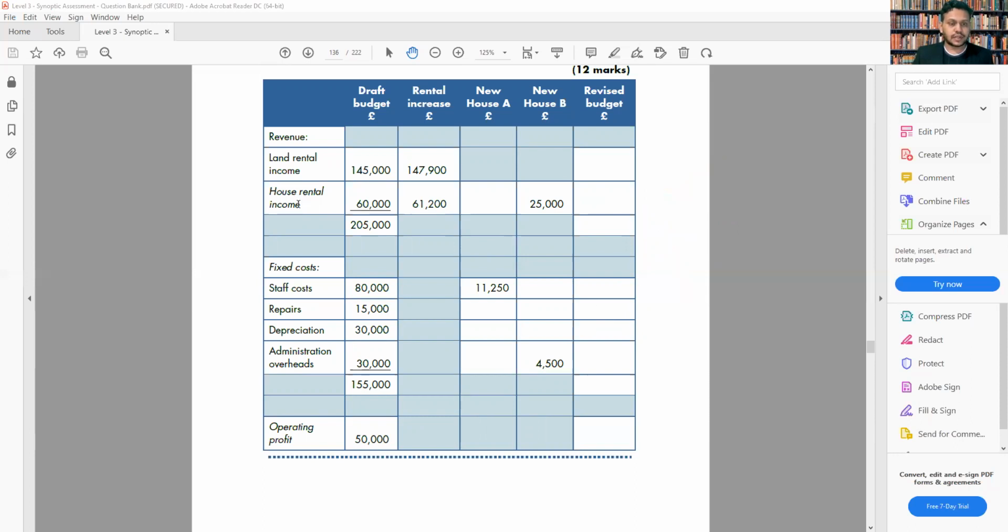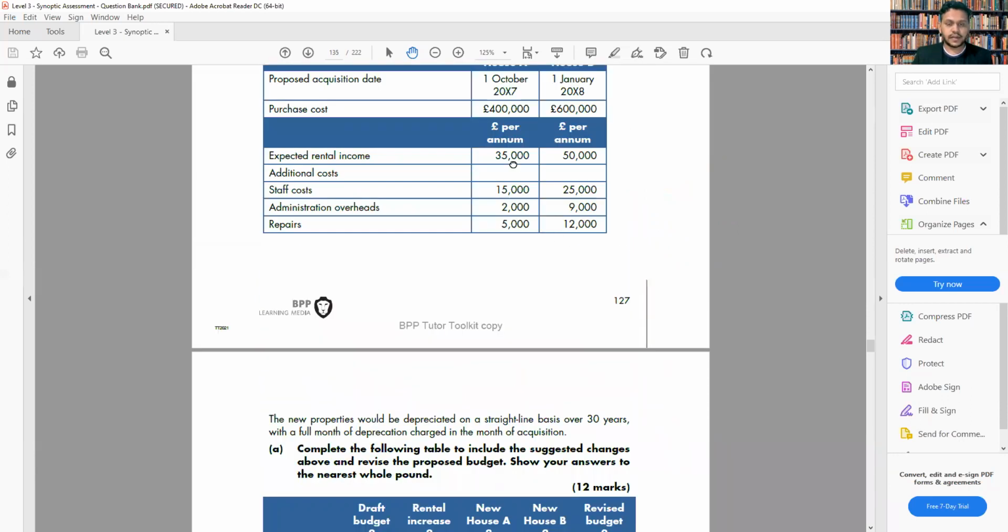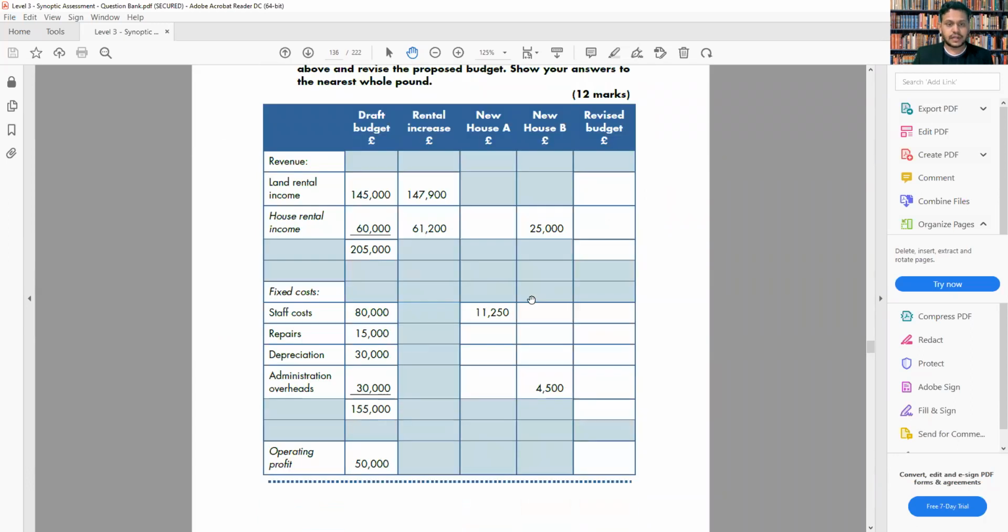So the first one, there's a rental income for the land. Rental income increased, they just increased 2%. We don't have to worry about that. Question already gave it to us. And for house A, let's have a look. I can see here, house A, rental income expected 35,000. Let's see for 9 months how much it is. So 35,000 for the whole year, divided by 12 times 9, will tell me how much for the 9 months. And that will give you 26,250. Very good. So 26,250 is what we're going to record for house A as the rental income.